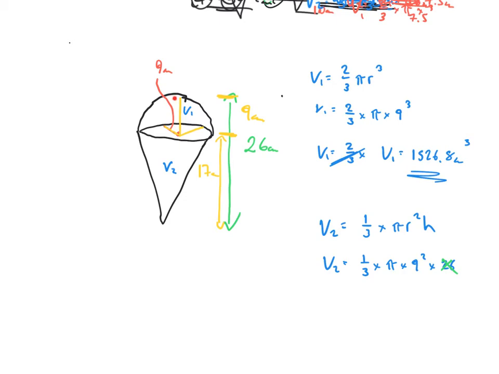So I need to find the height of the hemisphere and then subtract that from the full height to get the height of the cone. So the height of the hemisphere is just its radius. So it's 9 there, 9 there, 9 here, 9 here, and 9 up here as well. So I subtract that 9 from the full 26, gives me 17. So the height, in fact, if you've been really careful, is 17.